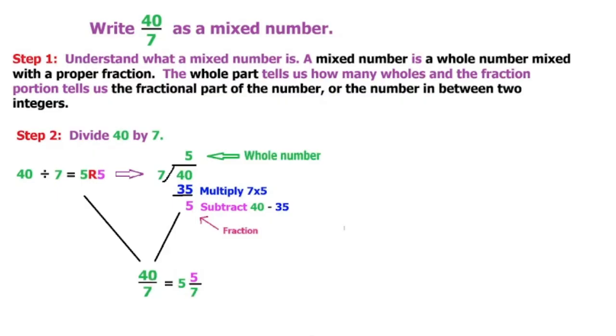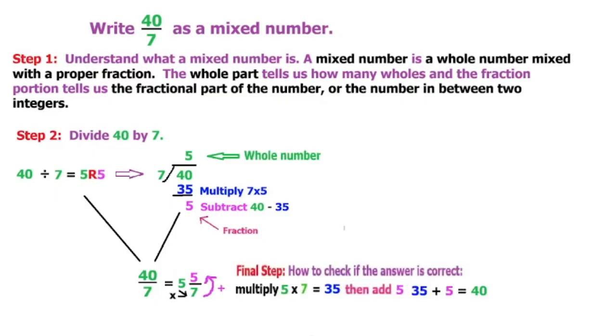Okay? So now there's maybe one or two more steps. The final step, how to check if the answer is correct. So what you would do is you multiply 5 times 7, you know it's 35, then you add back 5. So 35 plus 5 equals 40. So we got the original answer back. We get 40 over 7, so we know that our answer is correct.